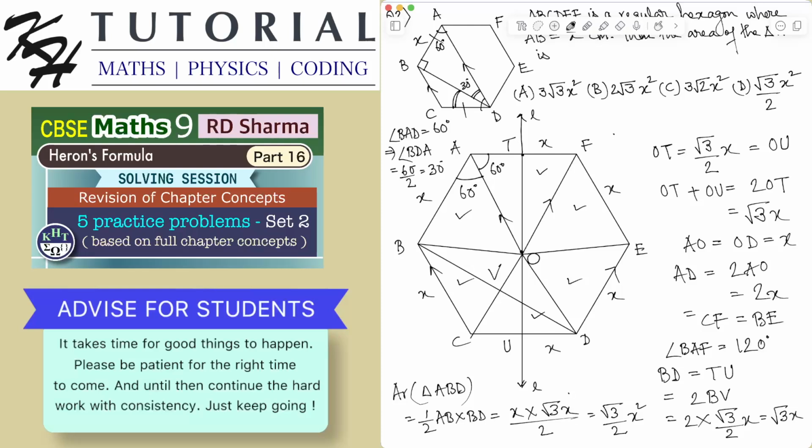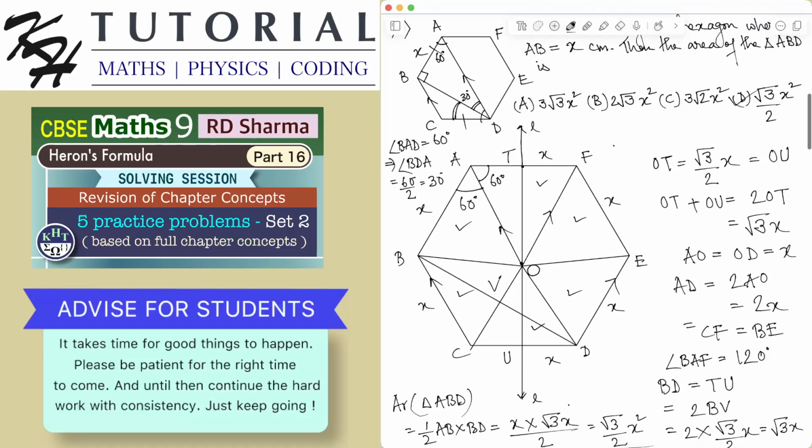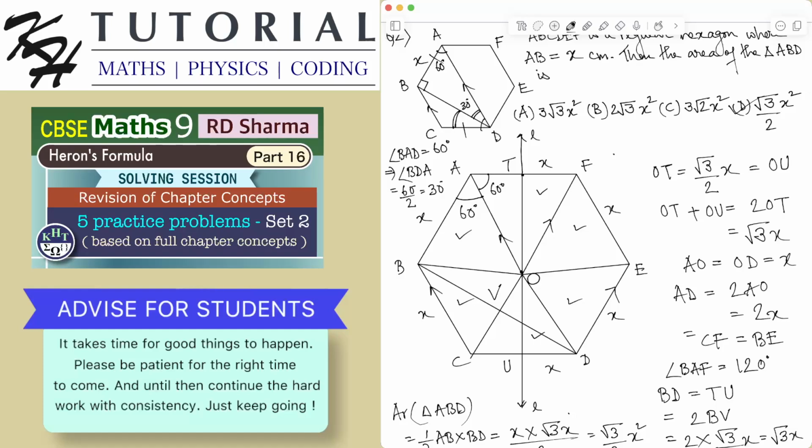So then the area of the triangle ABD will be half into AB, the perpendicular, we can consider AB as the altitude and BD as the base. BD we have already found to be square root of 3 into x. So the area is square root of 3 by 2 into x square. So the correct choice is D. This is a very important question.